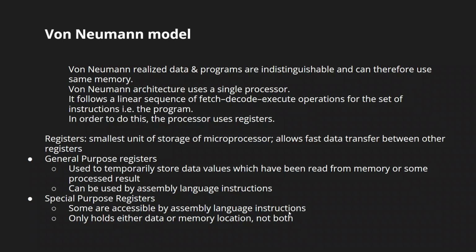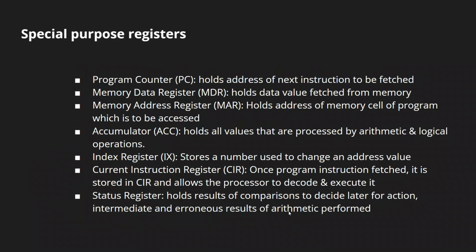And there are special purpose registers. Some are accessible by assembly language instructions. They either hold data or a memory location, but not both. For example, the MAR. It has PC, MDR, MAR, ACC, IX index register, CIR, and a status register. These are all of the special purpose registers, which are mostly involved in the fetch, decode, and execute cycle. You would be asked to remember all of these and their functions as well.